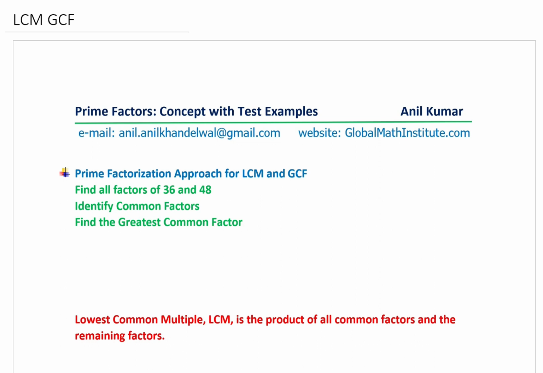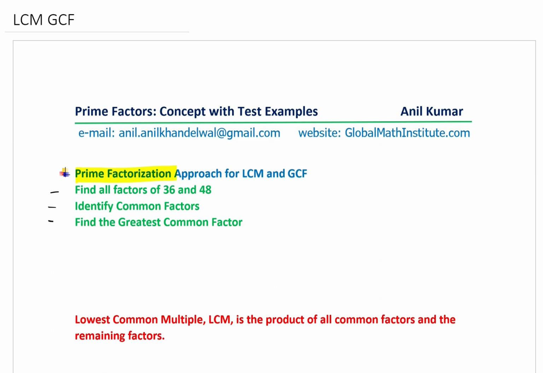So this time, we'll do prime factorization approach for LCM and GCF. GCF is the greatest common factor, and LCM is the least common multiple. So again, we have the same question. However, we'll have a different method. It says find all factors of 36 and 48, first part. Identify common factors. Find greatest common factor. So how are we going to do it? Well, we'll have a different approach. We are saying prime factorization approach. So we will actually find all prime factors this time, not the actual factors.